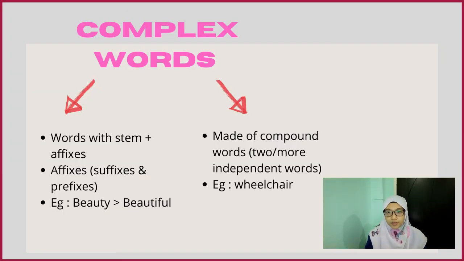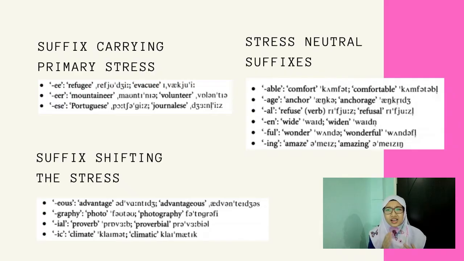I hope everybody remembers that complex words can be categorized into two. Number one can be made from a simple stem with affixes being added. For instance, the word beauty with the suffix -ful will be beautiful. The next one is complex words made of compound words, usually a combination of two or more independent words. Now, as I said before, complex words can be made when there are affixes, whether suffixes or prefixes.